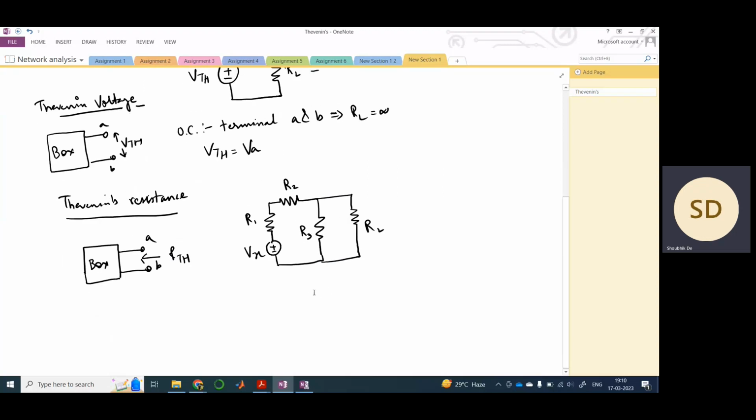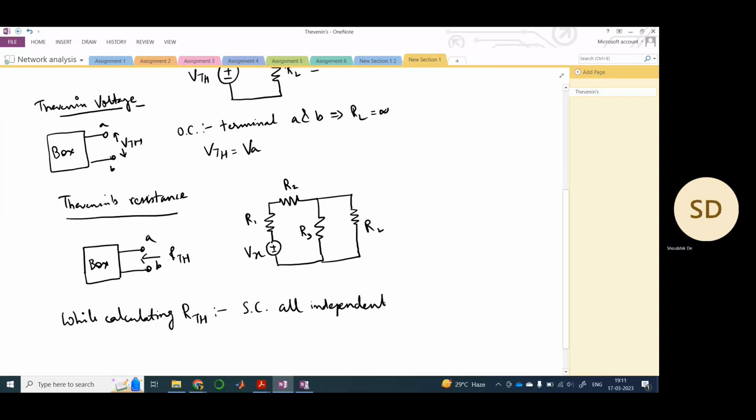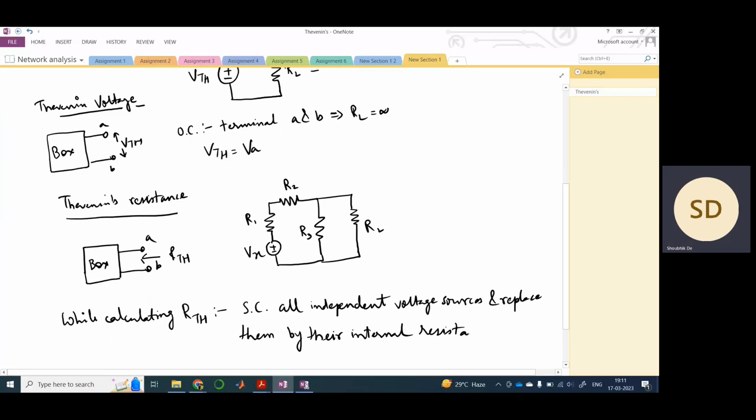Most importantly, while you are calculating Thevenin resistance RTH, you need to short circuit all independent voltage sources and replace them by their internal resistance or impedance, whatever you may say.